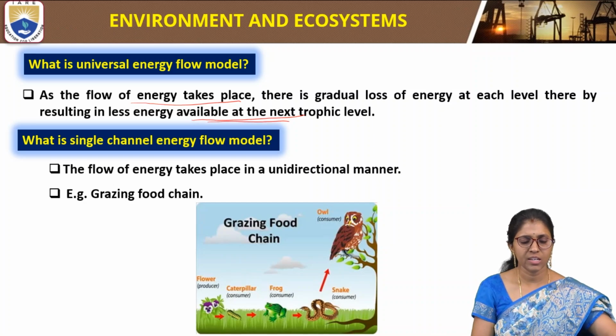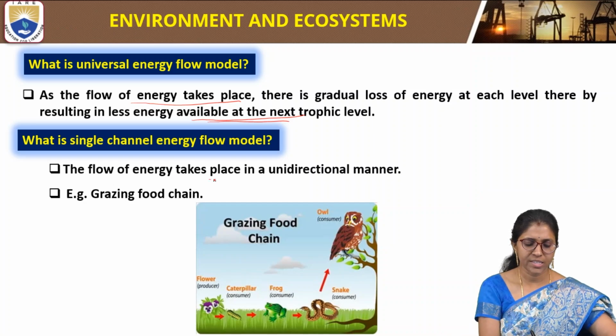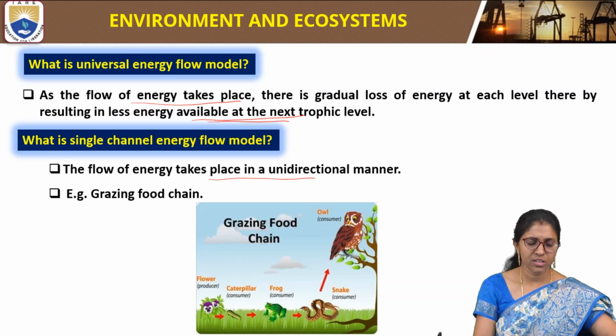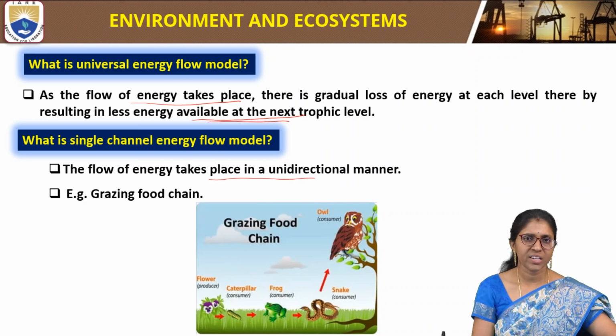What is the single channel energy flow model? The flow of energy takes place in a unidirectional manner, only one directional manner. An example of the single channel energy flow model is the grazing food chain. If we see this diagram, here energy flow is taking place only in one direction.